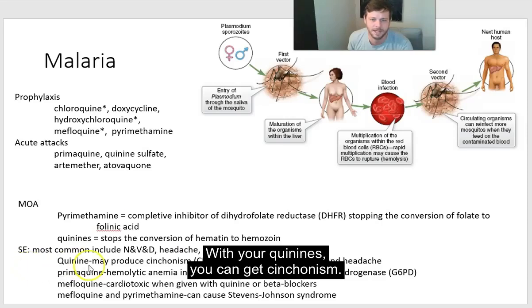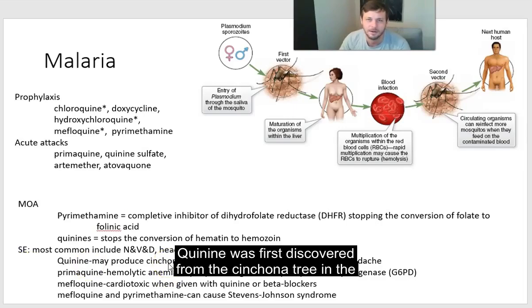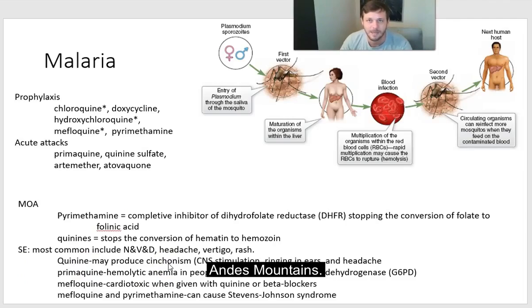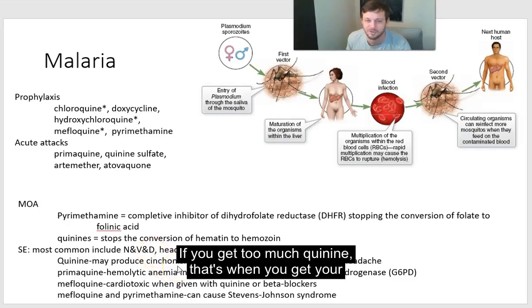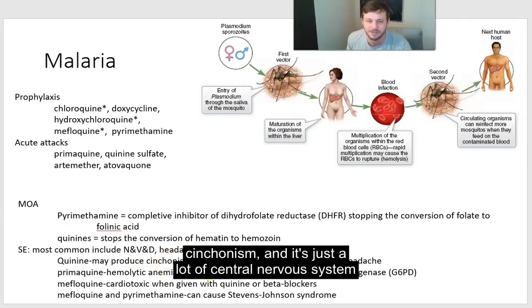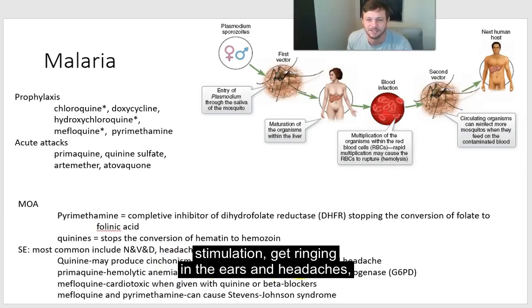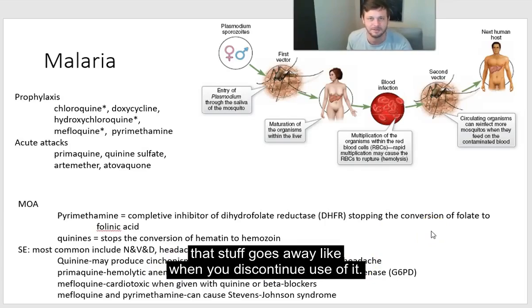With your quinines, you can get cinchonism. Quinine was first discovered from the cinchona tree in the Andes Mountains. If you get too much quinine, that's when you get your cinchonism, and it's just a lot of central nervous system stimulation. You get ringing in the ears and headaches, but that stuff goes away when you discontinue use of it.